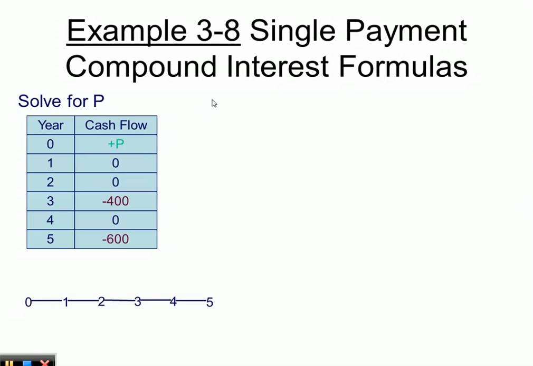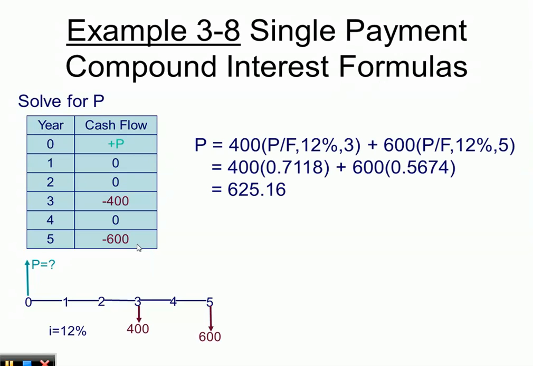We need to include the interest rate that represents the time value of money. So let's draw the cash flow diagram. Here we want to find the P. It's going to be pointing up. For year 3 we have 400 pointing down, and for year 5 we have 600 pointing down. And of course this P is what we need to find, pointing up. Our interest rate is 12% in this case.